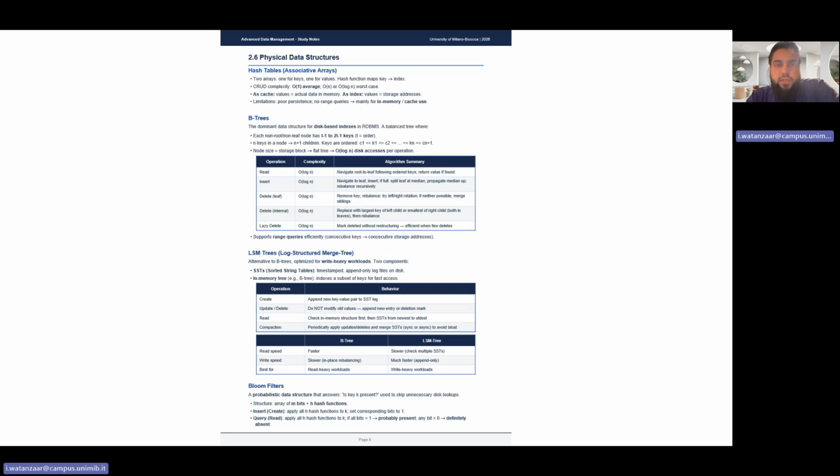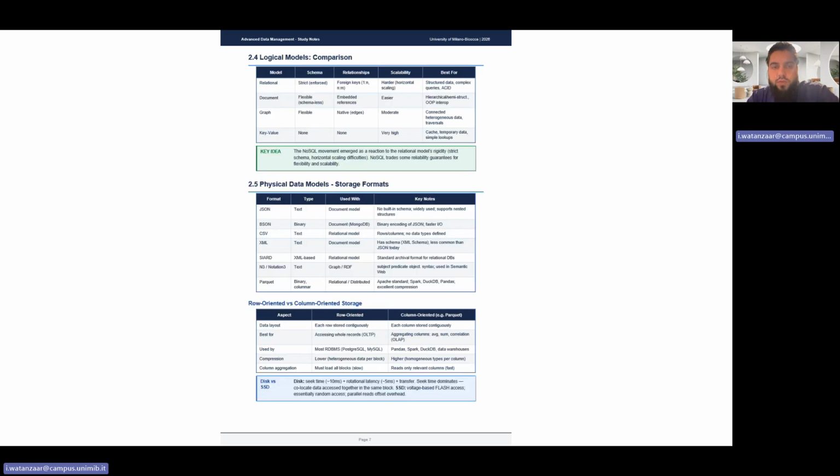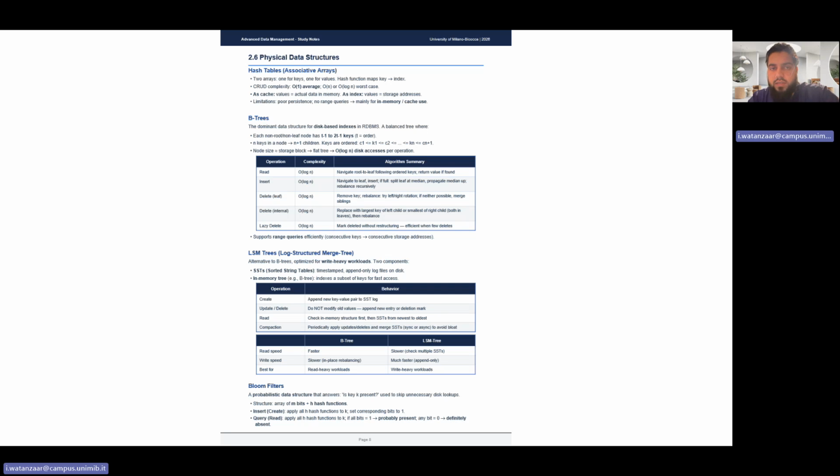The first physical data structure is the hash table, as we have seen in the previous discussions of XML. XML is basically text-based, so it's usually used with a document model and a hash schema. XML schema is less common than JSON today. So if you see here, this is the hash schema or hash table, a kind of data structure. This is how they store XML type data.